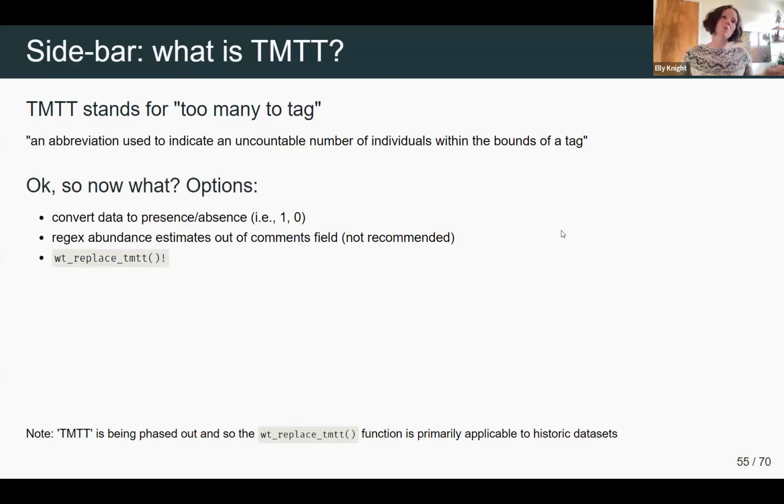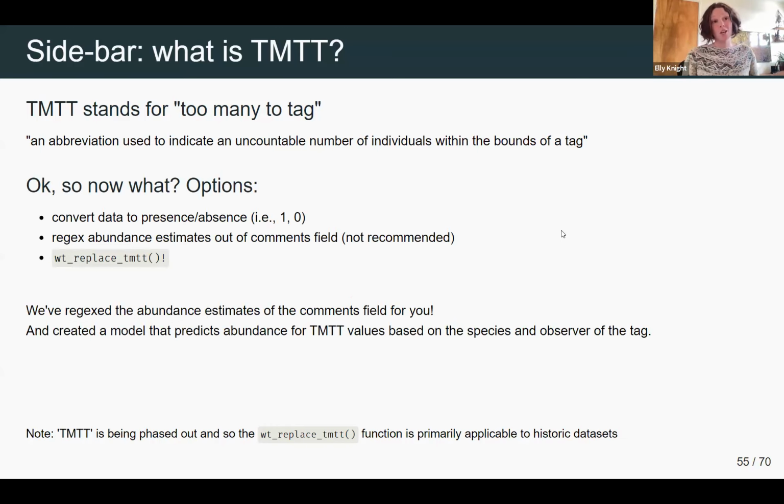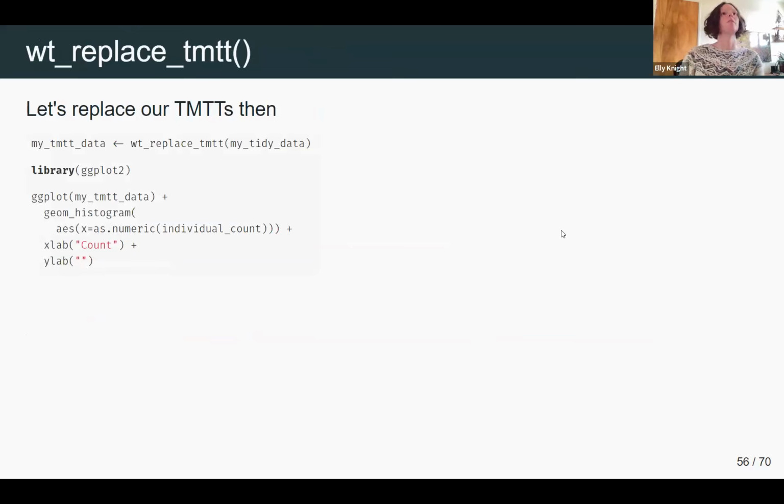Okay, so we have these TMTTs. Well, what are our options? We could convert our data to presence absence, so ones and zeros, but maybe you're interested in abundance. Maybe you don't want to do that. You could use regular expressions to get abundance estimates out of the comments field. We don't recommend this. A, it's a lot of work. B, it's inconsistent across the comments field. It's not always there. Or you can use the replace TMTT function. So we've gone and we've regexed those abundance estimates out of the comments field for you. And we've created a model that predicts abundance for TMTT values based on the intersection of the species and the observer of the tag. Okay, so let's go replace our TMTTs.